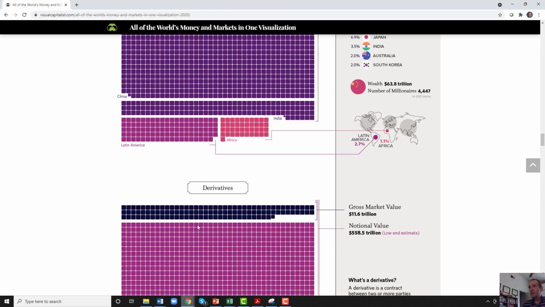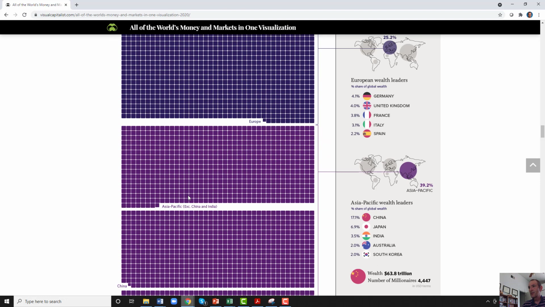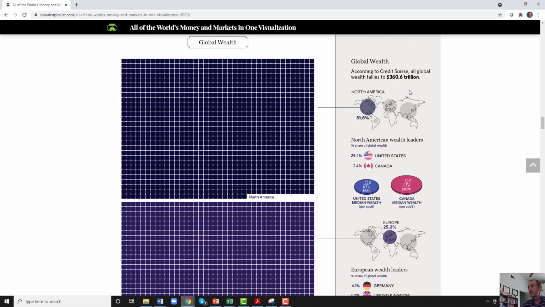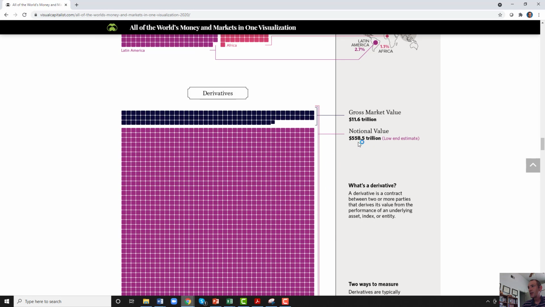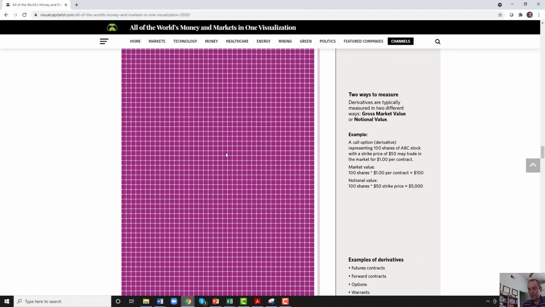Now, that looks like a scary number. It dwarfs everything else. You know, you look at all the global wealth, and it's $361 trillion, and yet the low end on the notional amount of derivatives is almost twice that number, and the high end is 3 times that number. So how can this number be so large? And it is somewhat overstated.